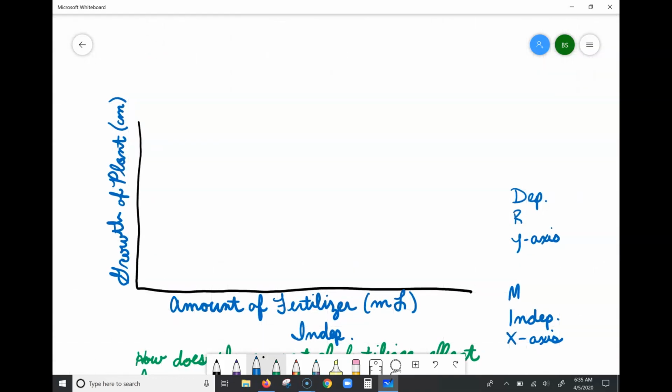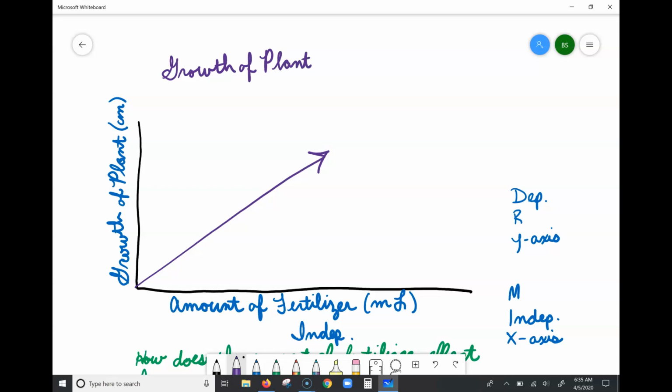We could draw our graph. As we increase the amount of fertilizer, the growth of the plant is going to increase to a certain point. Now we need to title our graph. Remember that we always put the dependent variable first. So, growth of plant versus fertilizer used.